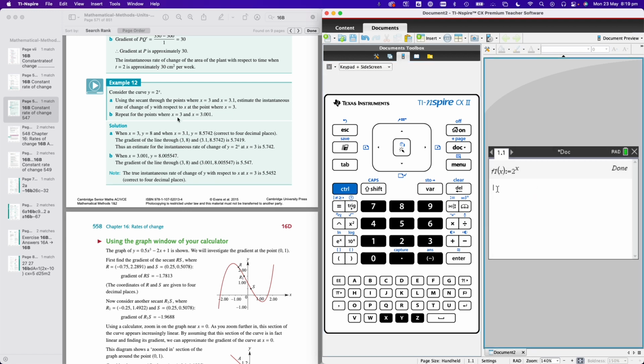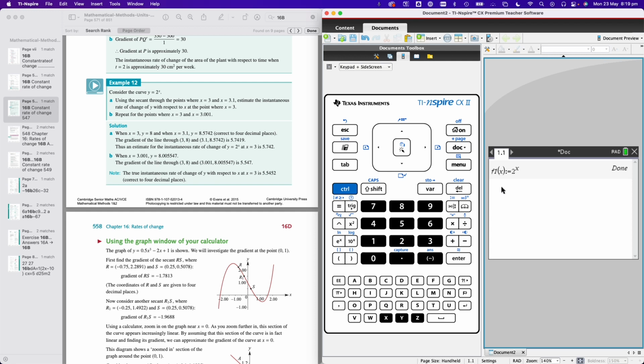So it says we need to have it for between the points 3 and 3.1. We can see the instructions here. It says when x equals 3, y equals 8. When x equals 3.1, y equals 8.5742. The gradient of the line through here and here is 5.7419. And they did that just by using the average rate formula or the gradient formula. But I'm going to do it here so you can sort of see it.